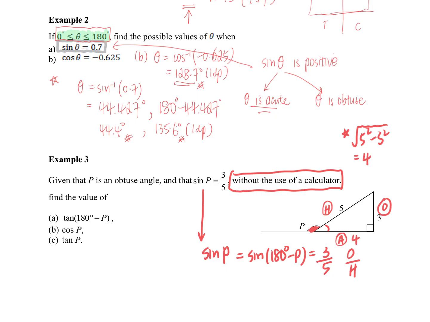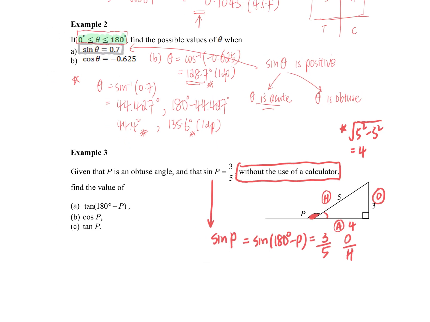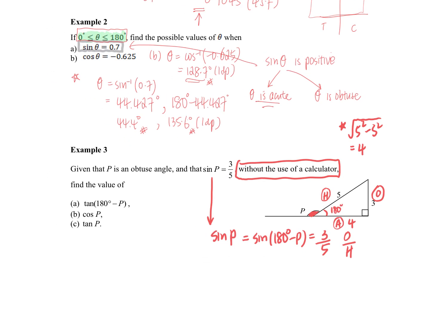Okay, so now with that, can you find what is tangent 180 minus P? This is 180 minus P. What is tangent 180 minus P? O over A. What is O? What is A? Just like that only. It's the same thing, just that now they will use an obtuse angle to confuse you a bit. Okay, but the ratio is the same. It's still O over A because we are talking about this acute angle.